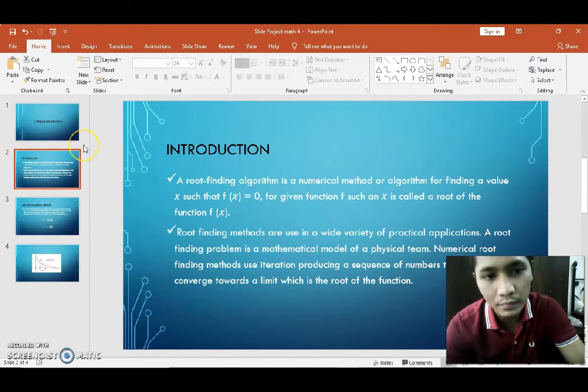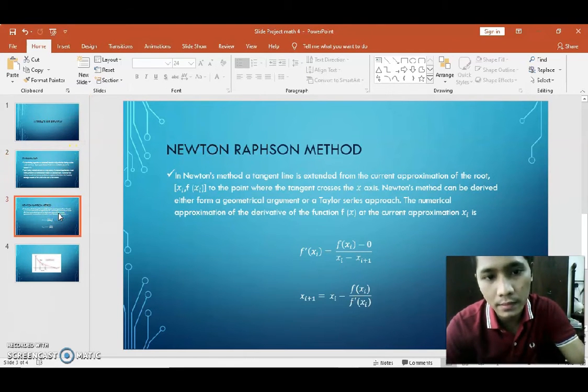For our project, perhaps the most widely used of all root locating formulas is the Newton-Raphson method equation. We have used this method to find the point where maximum deflection takes place. In the Newton-Raphson method, a tangent line is extended from the current approximation of the root, xi, f(xi), to the point where the tangent crosses the x-axis.